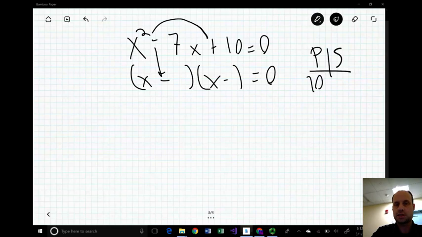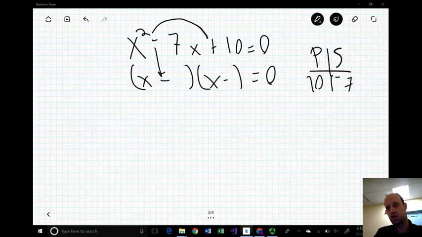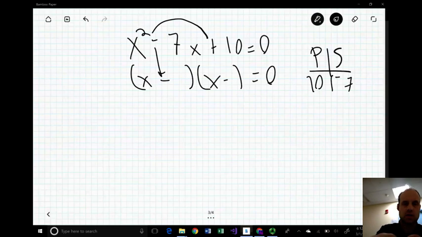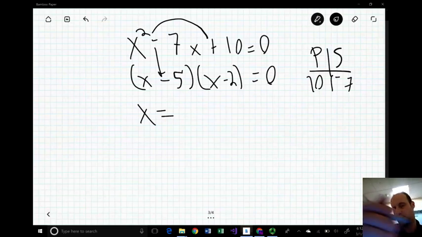Product is 10, sum is negative 7, no problem. So two numbers, and they're both negative, right? That multiply to be 10 and add, of course, if they're the same sign, they're going to add to be 7, will be 5 and 2, right? So we go ahead and solve. That'll be x equals, and if you want to skip a step here, that's fine. That's, of course, x equals 5, x equals 2.